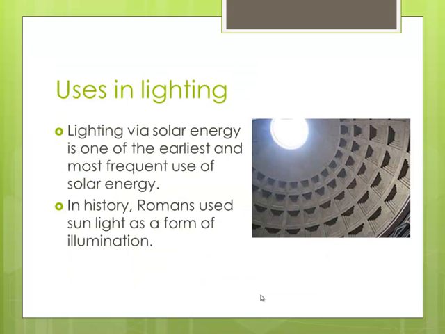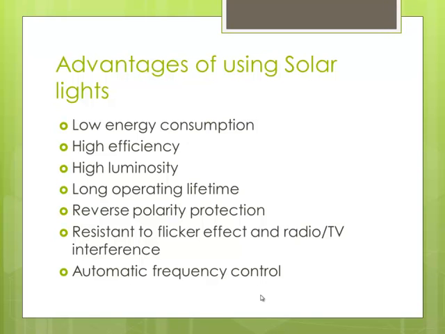Uses in lighting. Lighting via solar energy is one of the earliest and most frequent uses of solar energy. In history, Romans used sunlight as a form of illumination. The advantages of using solar lights: they have low energy consumption, high efficiency, high luminosity, long operating lifetime, reverse polarity protection, resistance to flicker effect and radio TV interference, and they have automatic frequency control.